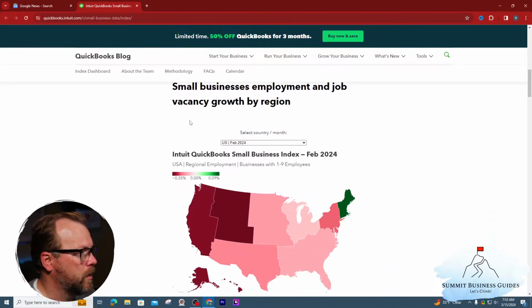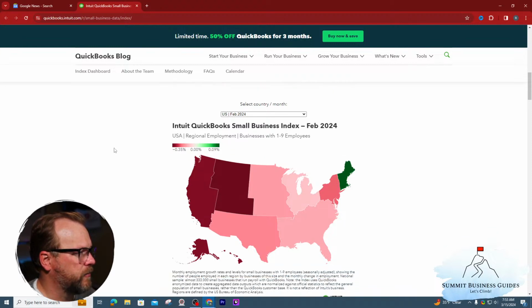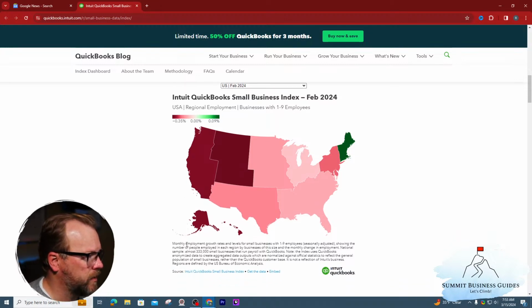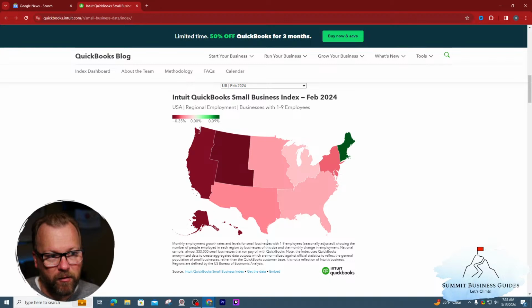It's useful. So small business employment and job vacancy growth by region. And you can see the different breakouts that they have here. So again, to make sure you get there, this is the monthly employment growth rates and levels for small businesses with 1 to 9 employees. And I thought that was pretty interesting that they're pulling data from their books on those smaller businesses, which 1 to 9, that size of small business is roughly, I think it's 10 or 12 million jobs that exist within this country at that level, those type of small businesses.